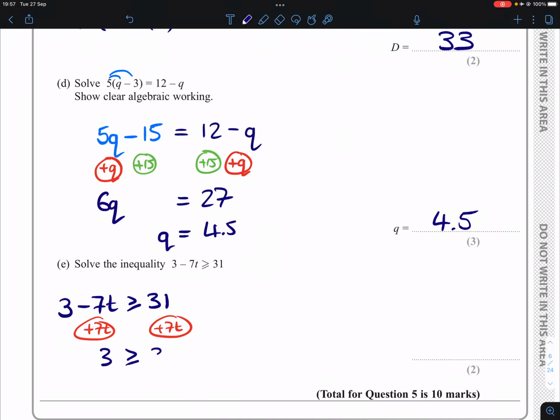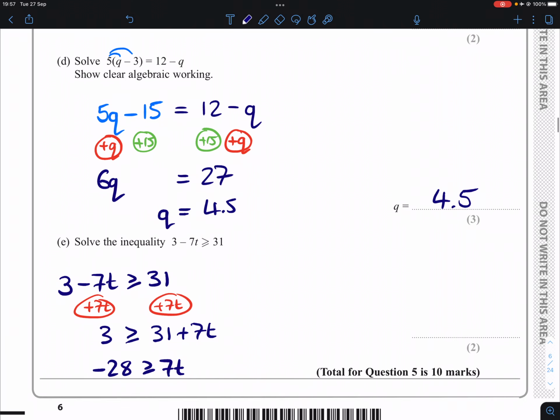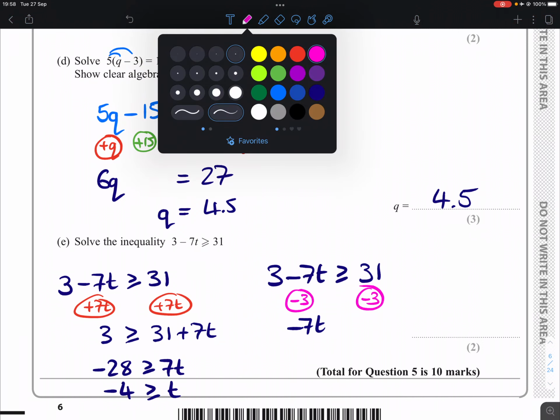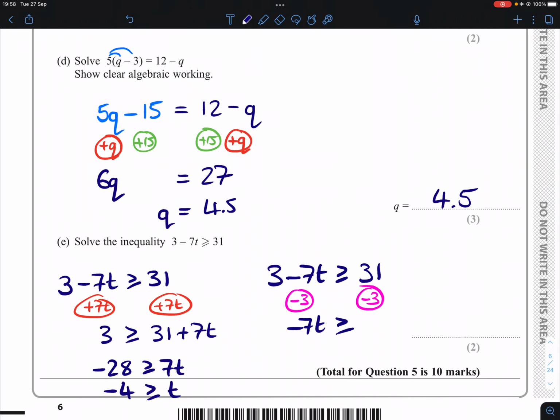If you do that, you will end up with the following, after which we're going to take away 31 from both sides, and then we're going to divide both sides by 7, giving us minus 4 is greater than or equal to t. That's one way of doing it. The other way of doing it would be to say, well, I'm just going to leave that minus 7t where it is, which means I am going to get rid of the 3. I want to make this disappear, so I'm going to take away 3 from both sides, giving us the following inequality. Minus 7t is greater than or equal to 28.